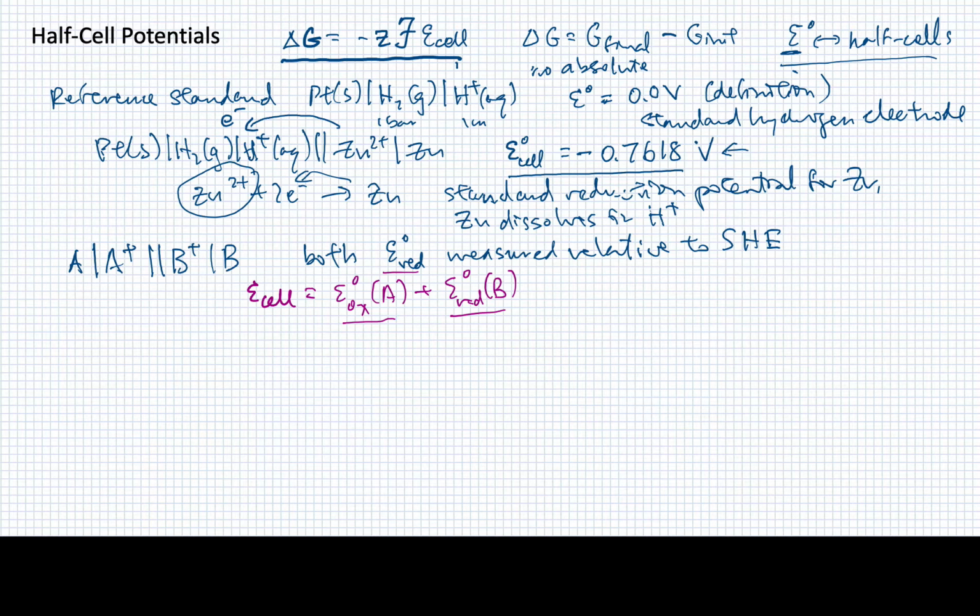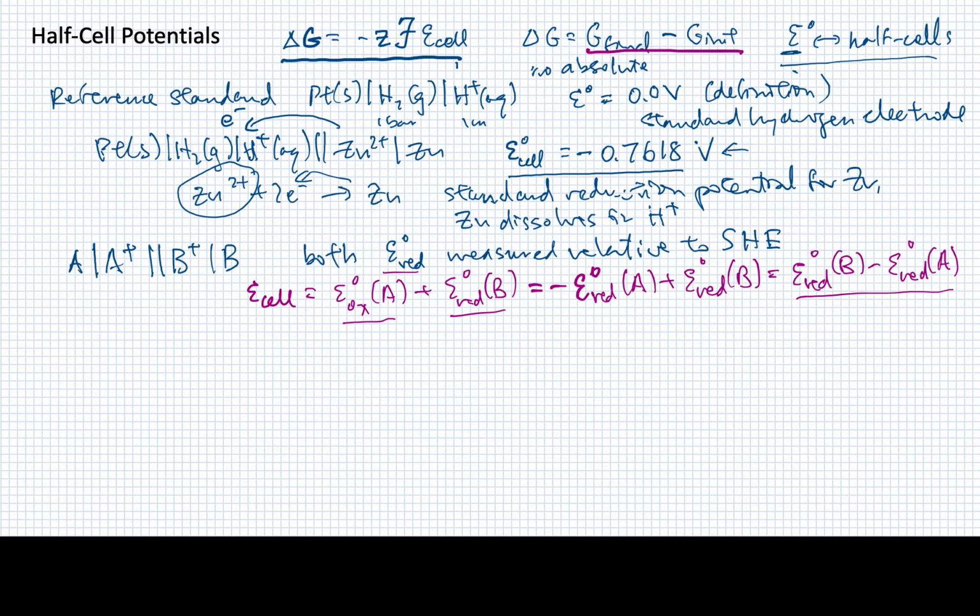But how would we get this? Well, remember, oxidation and reduction are just reverse processes of one another. So in fact, this will equal negative the reduction potential of A plus the reduction potential of B. I'm just rewriting the same thing, but it's the difference in the reduction potentials between the two. This does look a lot like the condition that we had up here for Gibbs energy, where B being on the right-hand side is where the electrons are going, so that's like the final state for the electrons, and A is the initial state.